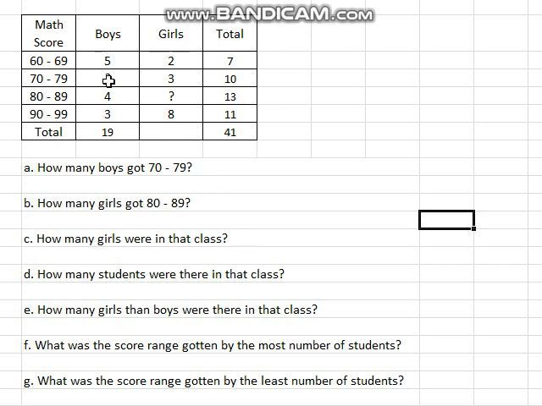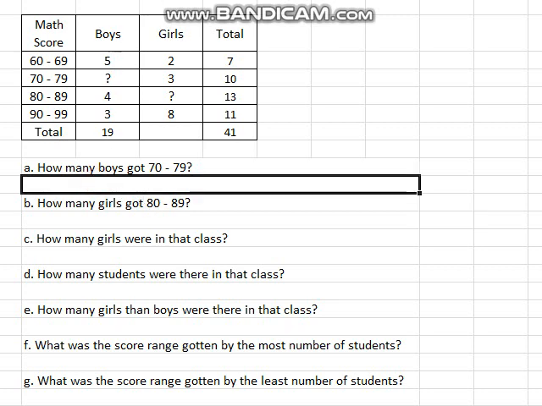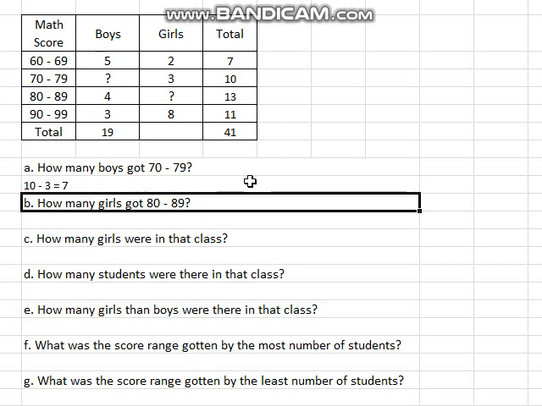Okay, let's move forward. Let's read the first question here. How many boys got 70 to 79? You see the boys who got 70 to 79 here, the question mark. Let's do this one horizontally, because this will take fewer steps to solve. So you just have 10 minus 3. 10 minus 3, you get 7. Okay, this is how to get the answer.